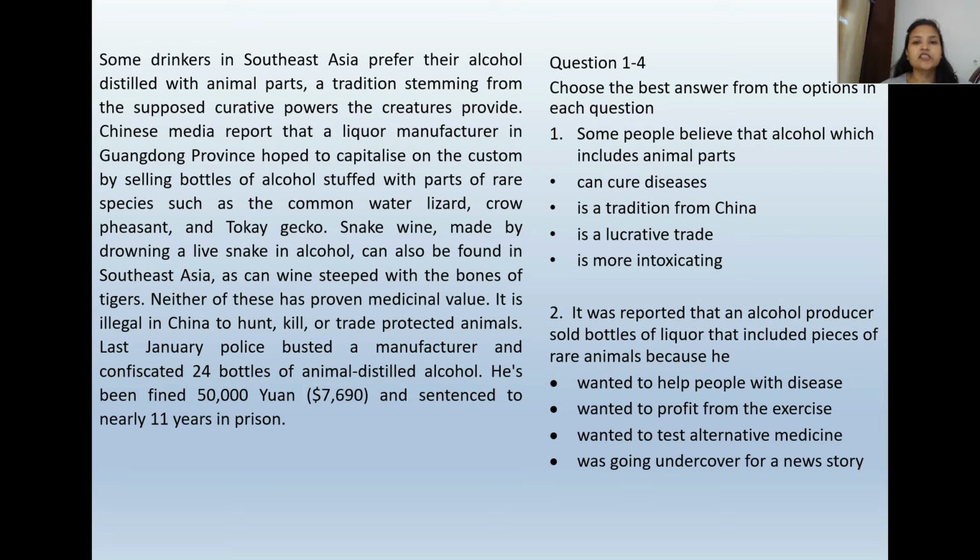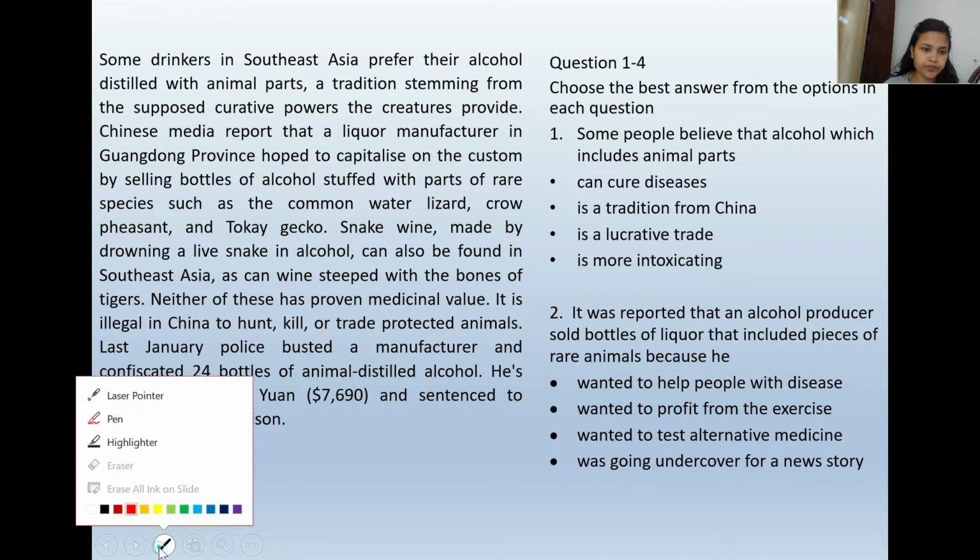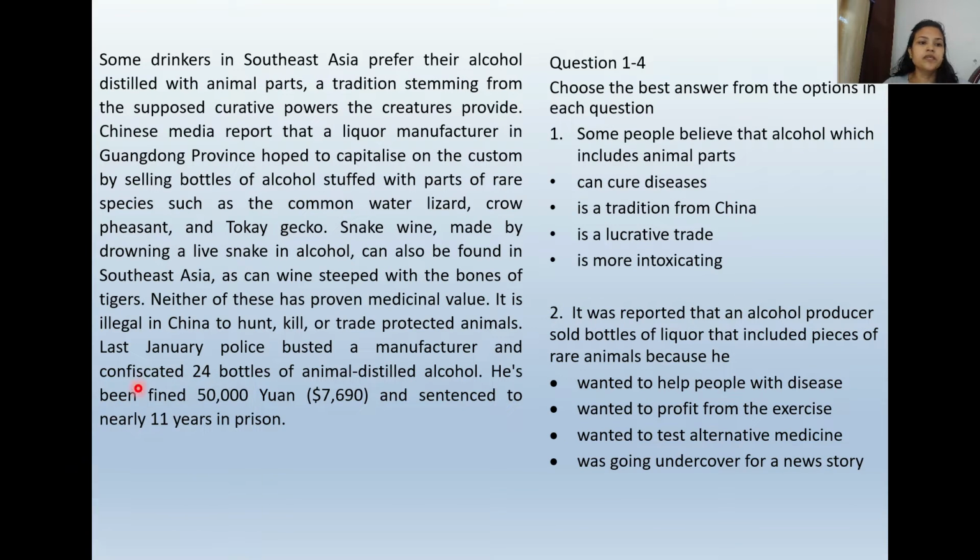Okay, next let's see this paragraph. Firstly, read the information carefully like this. Choose the best answer from the options in each question. First one is, some people believe that alcohol, which includes animal parts. Here are some options and you have to choose one option out of them.